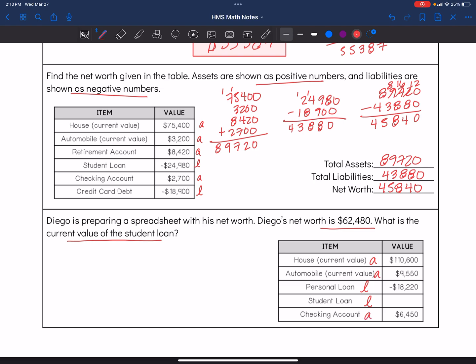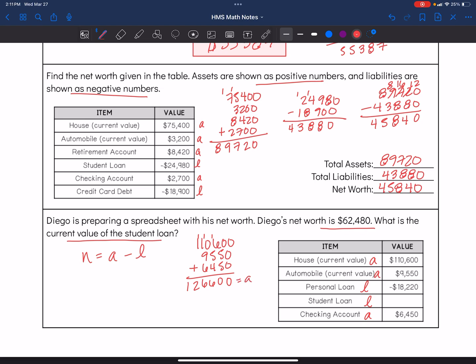So again, I'm still going to put together all my assets and all my liabilities. I am going to use variables. So net worth equals assets minus liabilities. I know all my A's and I know my N. So I am going to put together all my A's. So 110,600, 9,550, and 6,450. So 126,600 is A.